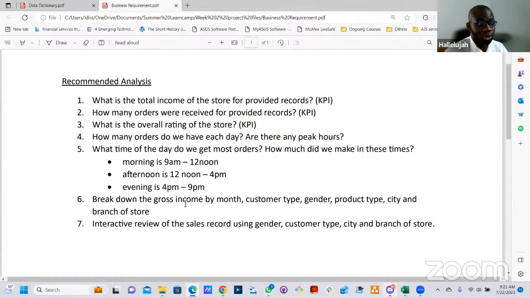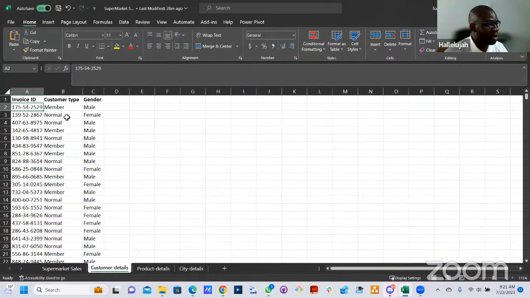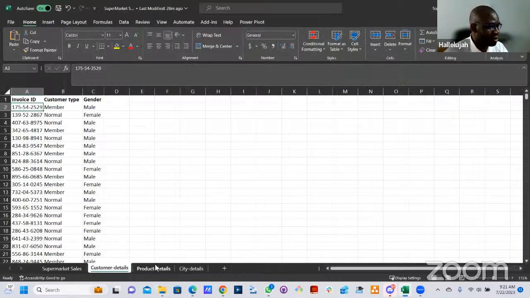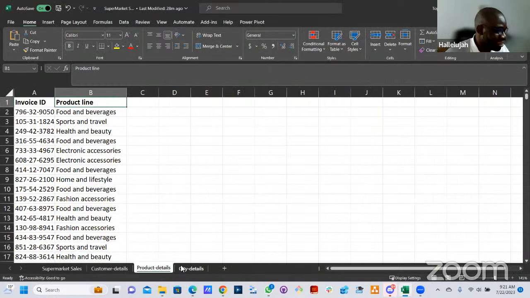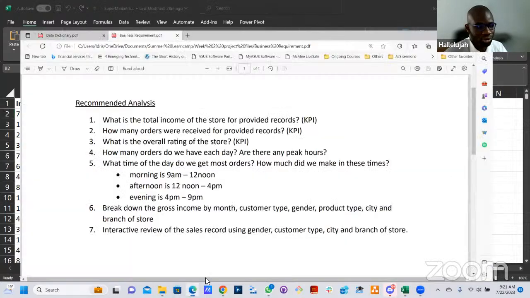Not how many orders, but the income that we got. Why did I even call it gross income? So the income we got by month and then by customer type. Now you know that we have different types of customers. We have normal, we have member. I don't know if there are other options, but I know that we have these two. And then city. You know city, right? So these are the cities we have. What is the total income from each of these cities? You find them out.